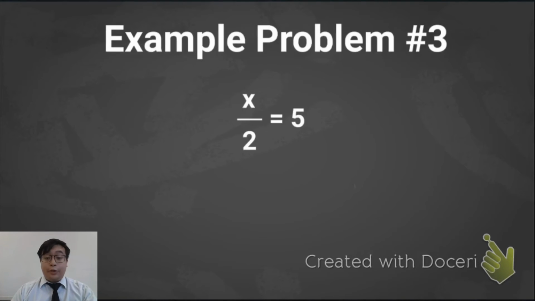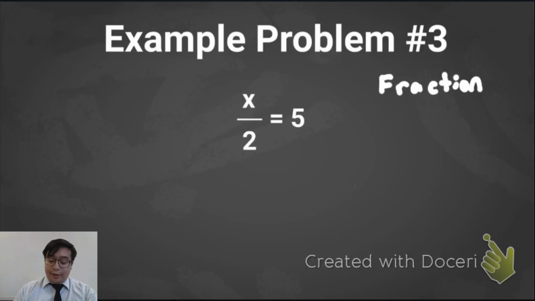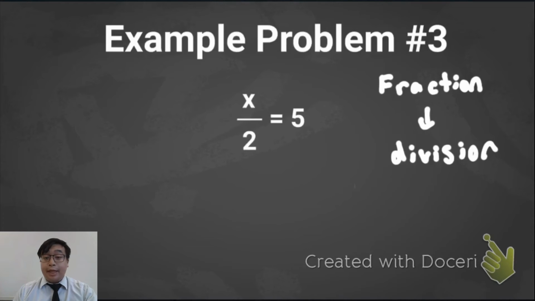Okay, here's our third example. I have x over 2 equals 5. Now, do you remember, if I have a fraction, what math is happening? You can think of a fraction as the same as division. So you could think of x over 2 as the same as x divided by 2. Now, if I'm dividing by 2, what would be the opposite of dividing? The opposite is going to be multiplication.